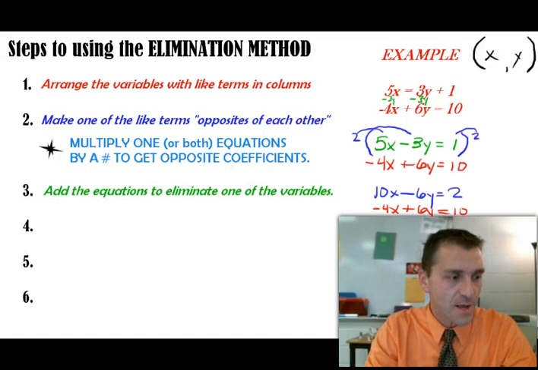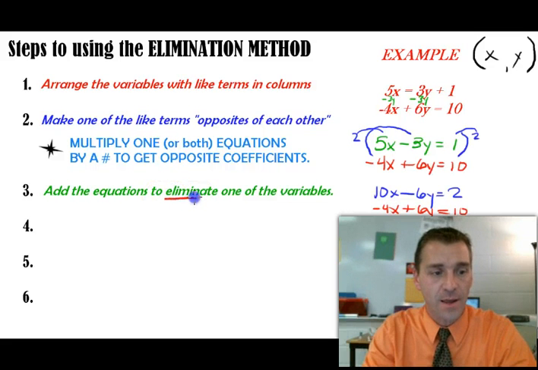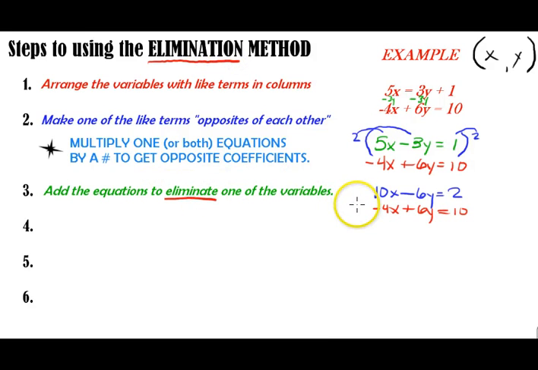Ready? Step 3 says, I'm going to add the equations to eliminate, hence, by the way, here's where the actual method, elimination, gets its name. You are adding these 2 equations together to eliminate the actual variable that I just got opposites of each other. So, let me change colors. All kinds of colors here. So when I add 10x and negative 4x, that together gives me a 6x. When I add negative 6y and positive 6y, they eliminate. That was the whole point for doing steps 1 and 2. And then that equals 2 plus 10, which gives me 12.